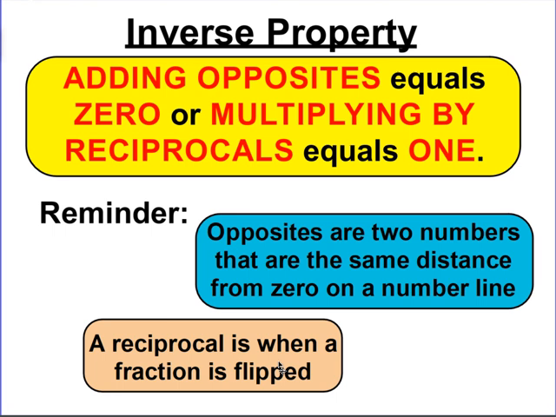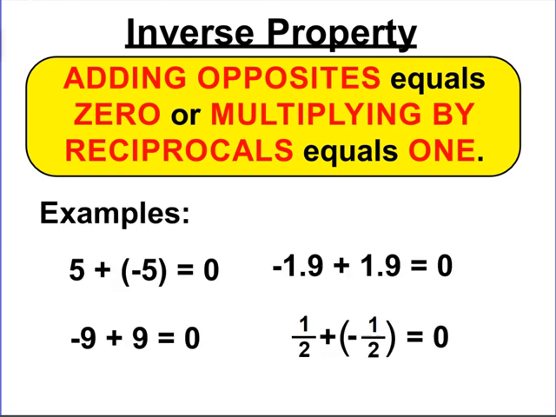So remember we used keep, change, reciprocate. We're going to use that later in the year when we divide fractions. So you're going to learn about that later in the year. Okay? So here's some examples of adding opposites and getting 0 as an answer. This is the additive inverse property, or the inverse property of addition. Opposites equal 0, opposites equal 0. So you can see sets of opposites equal 0. It doesn't matter if they're decimals, fractions, whole numbers, negative numbers, or positive numbers. If they're opposites, the sum of those two numbers will be 0.